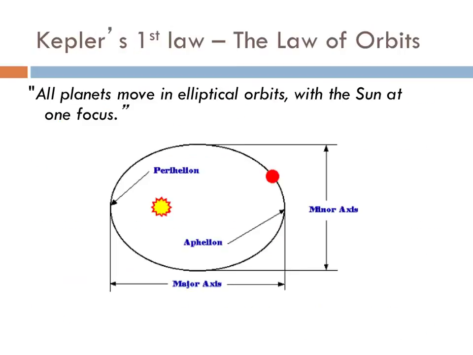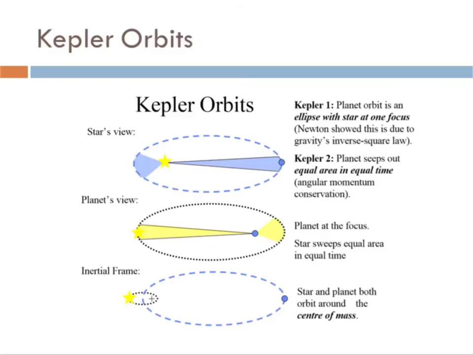In this picture, we have the major axis labeled and the minor axis labeled, with the star at one focus. All planets move in elliptical orbits unless the problem specifically says that it's moving in a circular orbit. This picture shows a really good example of the star at one focus. Also, Kepler's second law says that planets sweep out equal area in equal time. So this second picture shows that the area that it sweeps out here is the same as the area swept out here, and the amount of time it took to sweep out that area is the same in both situations as well.